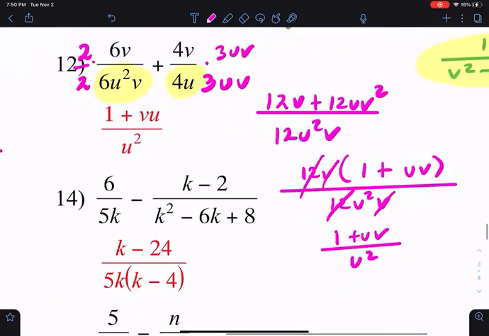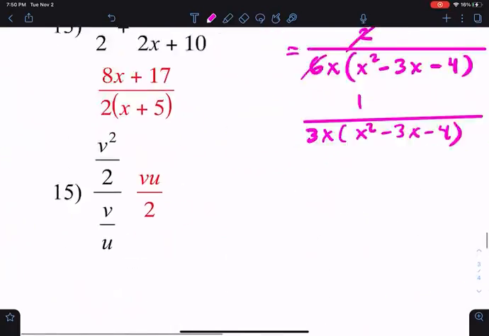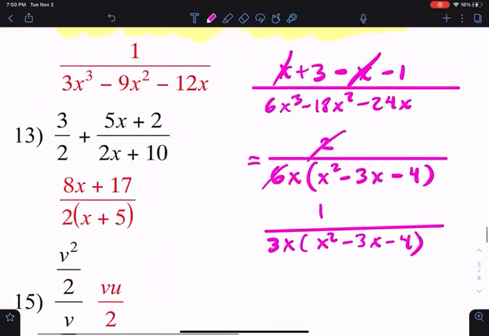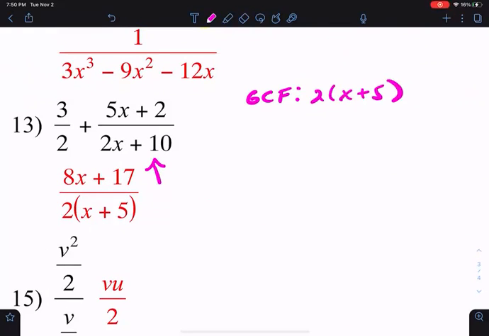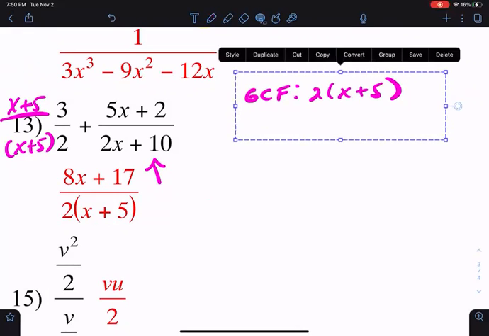13. Let me erase this top because I need space. 13, you need to do the GCF here, right? So the GCF of that is 2x plus 5. So I need to multiply this denominator by x plus 5 to get the same denominator. So I need to multiply here by x plus 5 and the same here by numerator x plus 5. And that's it. You get the same denominator after that, right?